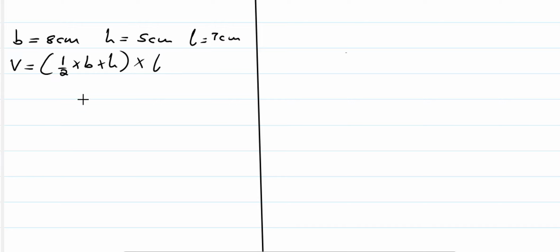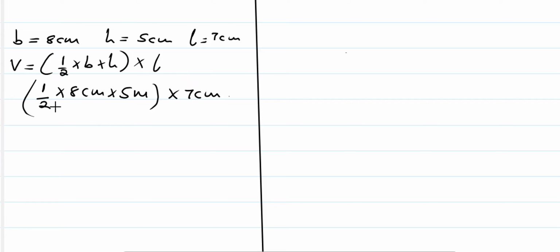So from there we have all those values. So we can say this half of base, which is 8 centimeters, then multiplied by height of that triangle, which is 5 centimeters. And there we have the area of that triangle. Then we multiply by the length, 7 centimeters. So now we get the volume.